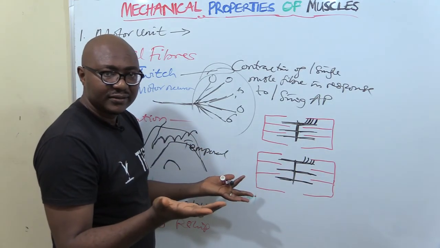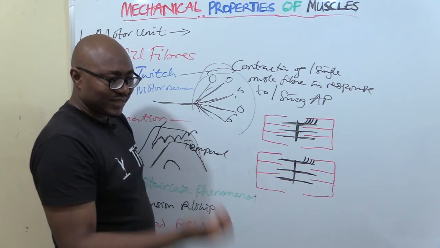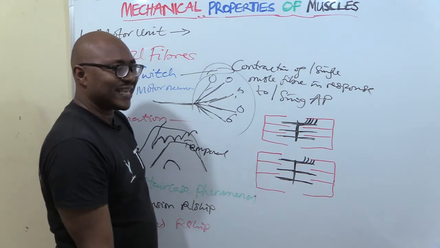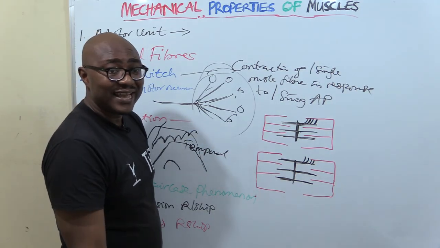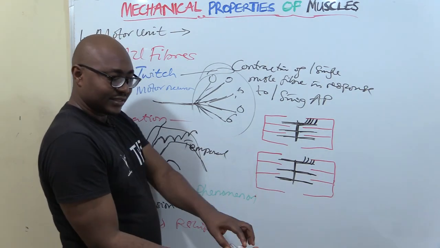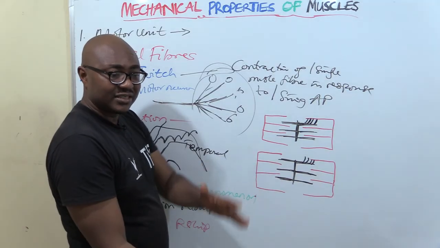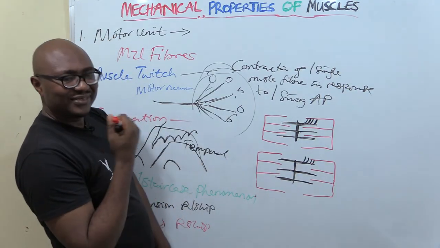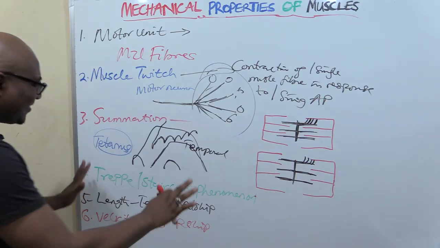Simple logic. Okay, you are carrying a load. But if you are not carrying anything at all, that is the highest velocity. But when you carry something like 3 kg, 5 kg, as you increase the load, the slower the velocity of contraction. That's what this is talking about.